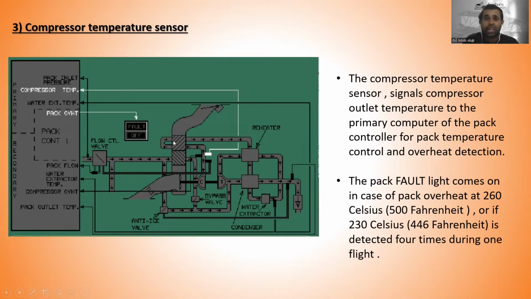and overheat detection, right? So the compressor temperature sensor signals the pack outlet temperature. Here you can see the pack outlet air is going. The air is coming from here, goes to the primary computer and to the compressor, and then it goes to the main heat exchanger here. So this is the pack outlet, right?